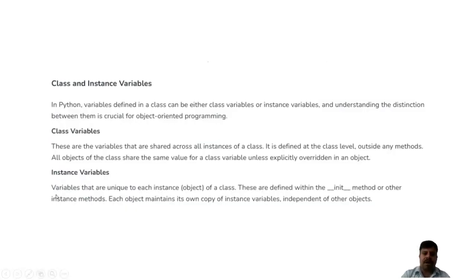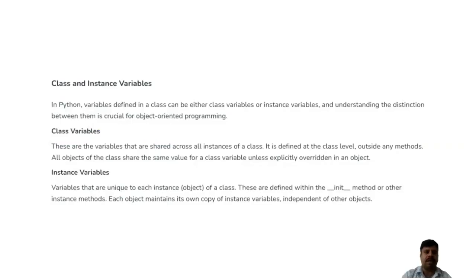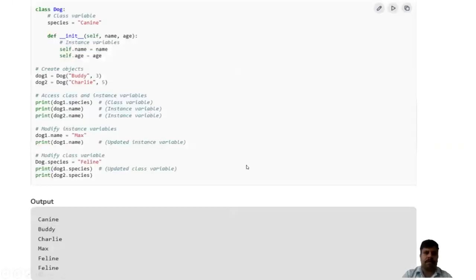Whereas instance variables are variables that are unique to each instance of a class. These are defined within the init method or instance methods. Each object maintains its own copy of instance variables, independent of other objects. See, in this program, the usage of class variables and instance variables is there. Consider the same program again. Define a class; the class variable species is defined, and the instances you are defining with the help of the init method. Objects dog1 and dog2 are objects with these parameters.